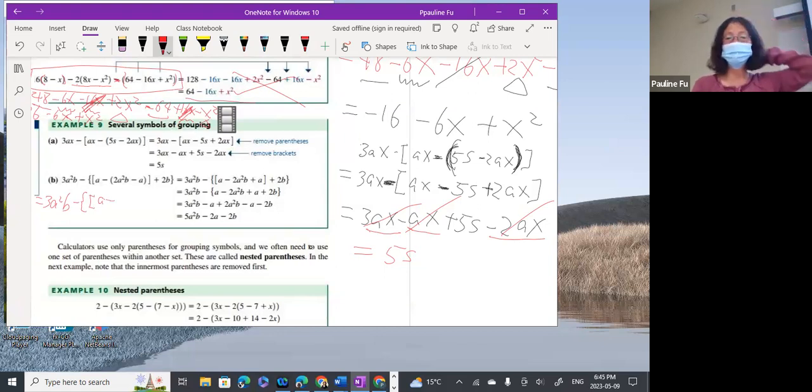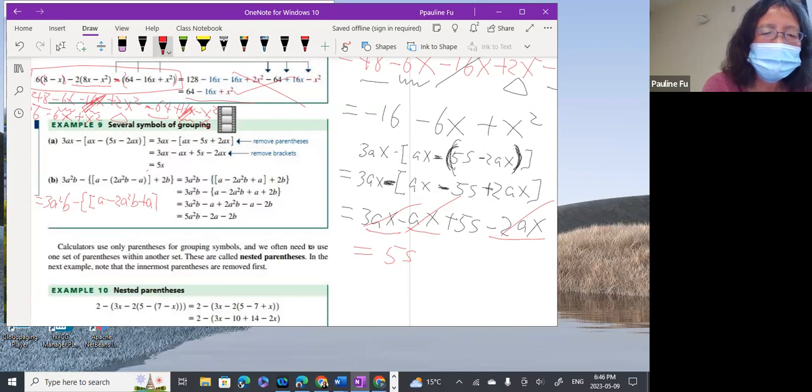So step 1, take away the round bracket first. Every item inside the round bracket will change sign. So 2a squared b becomes negative 2a squared b. Negative a becomes positive a. I just take away the round bracket. Oh, hold on. Where is this round bracket? Yeah, it's here. And then there is a square bracket here, and then plus 2b, and then curly bracket.